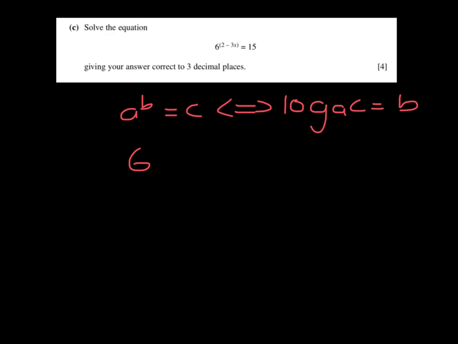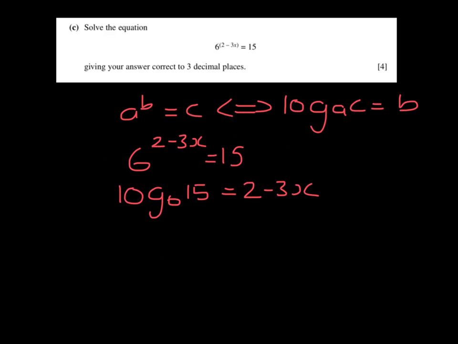Part C, we're going to use the fact that a to the power b, if it equals c, is exactly the same as log to base a of c is equal to b. So 6 to the power 2 minus 3x equals 15. So the log to base 6 of 15 is 2 minus 3x. I now have an equation that I need to rearrange and solve for x. So 3x has to equal 2 minus log to base 6 of 15.